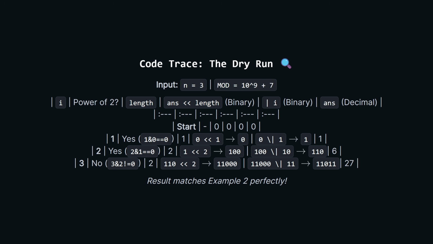Next loop, the number 2 is a power of 2, so our length bumps up to 2. We shift our answer of 1 to the left by 2 spots, becoming 4, and add 2, making our answer 6. On the last loop, 3 is not a power of 2, so length stays at 2. We shift 6 left by 2 spots, making it 24, add 3, and we end up with 27.